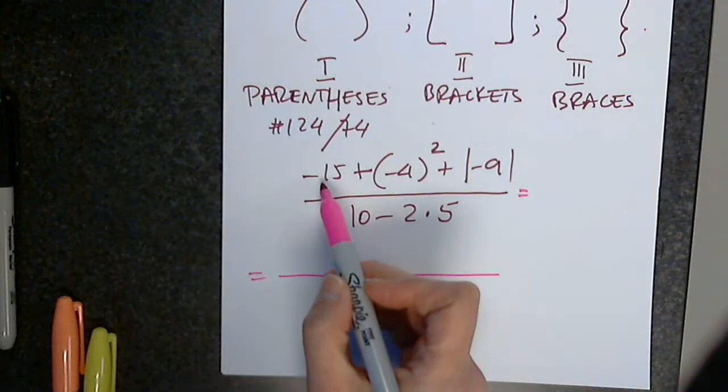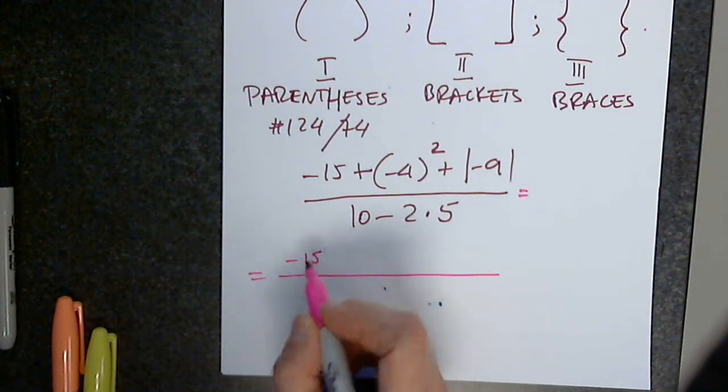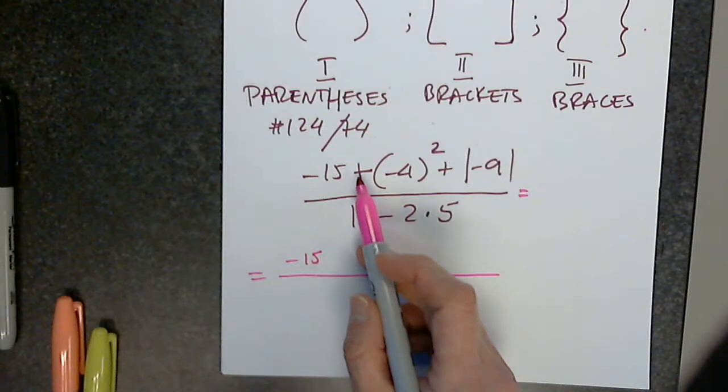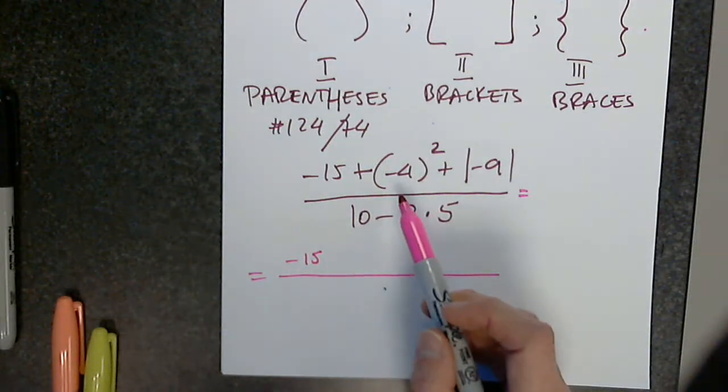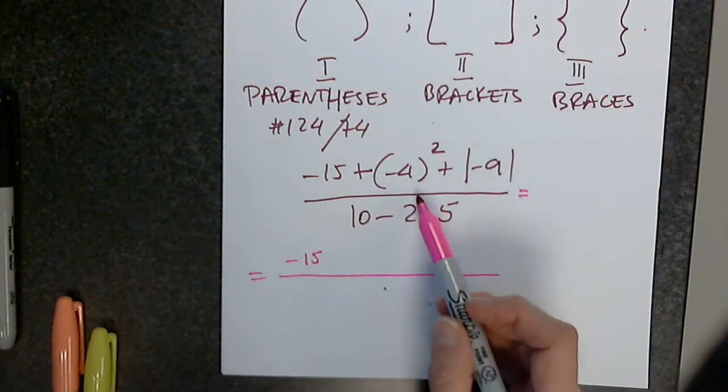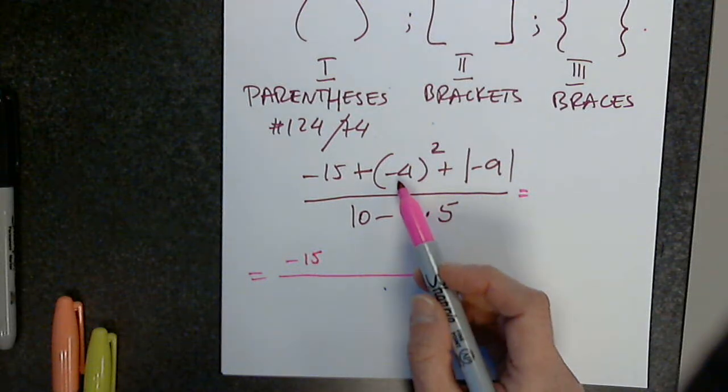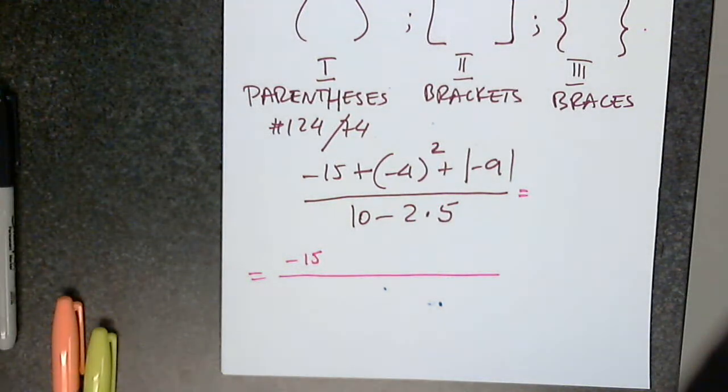I cannot do anything to negative 15 as of now. I got to plus, and because I have to start with exponents, I have to square negative 4. What do I get? Negative 16. So first of all, I am squaring a negative number. Negative 4 times negative 4, I need the sign first.